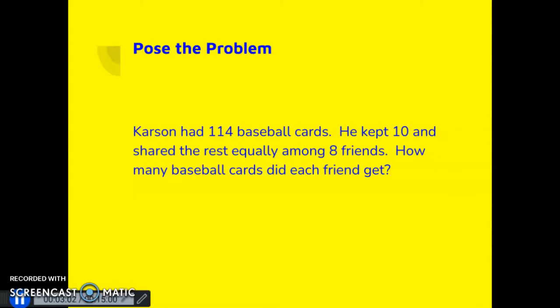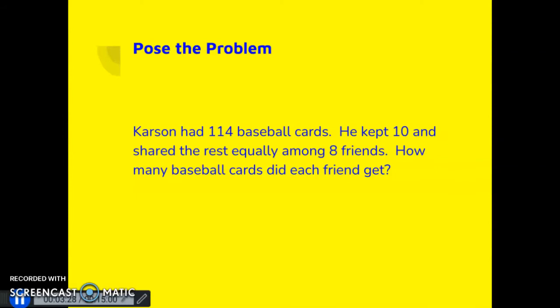Now, the rest of the problem, so we have to do something there. So the rest of the problem is saying, and he shared the rest equally among 8 friends. So now we know that there's something else going to take place. So we know that he's got some baseball cards left, and he's going to share them equally among 8 of his friends. How many baseball cards did each friend get?